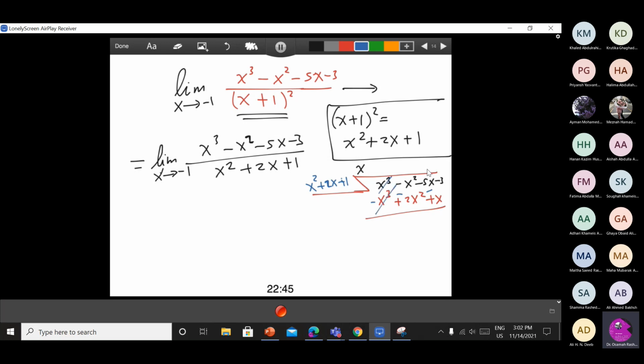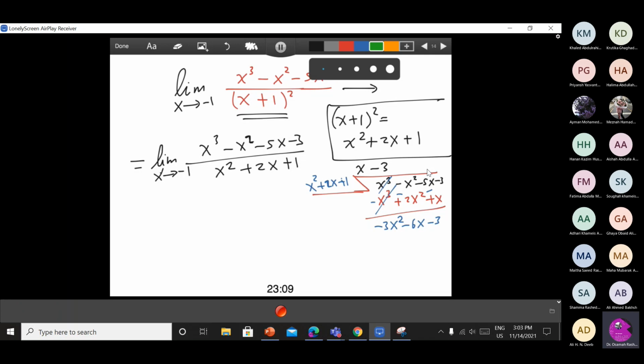So this one will be cancelled with this one. Minus x squared minus 2x squared, you have minus 3x squared. Minus 5x minus x, you have minus 6x. And minus 3, get it down. Can you divide it again? Yes, because I can still divide minus 3x squared by x squared. So when you divide minus 3x squared by x squared, you have minus 3.